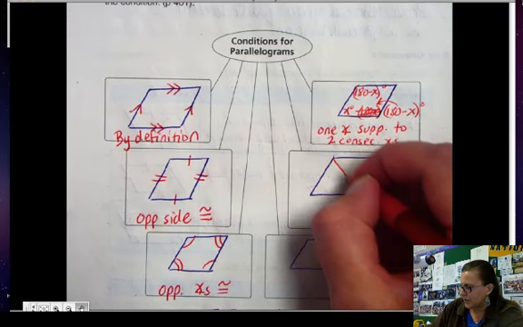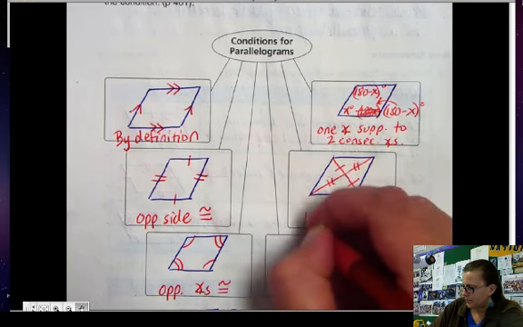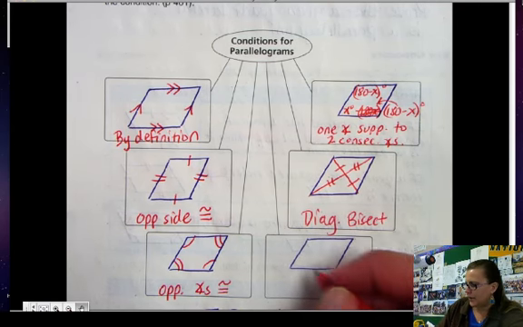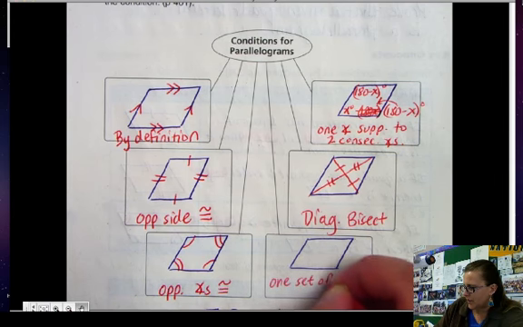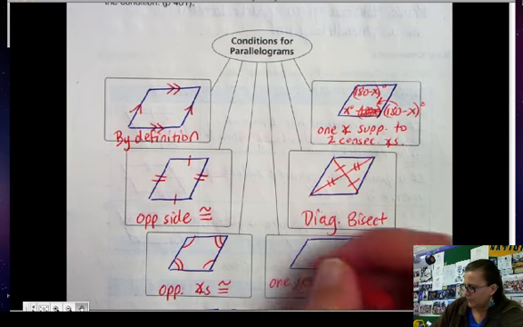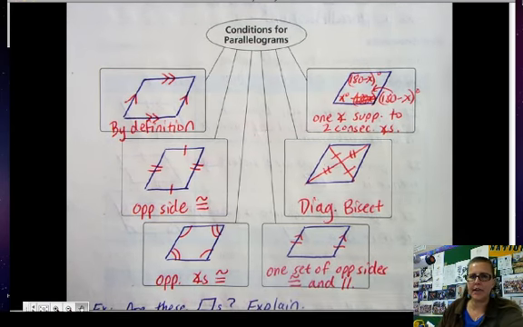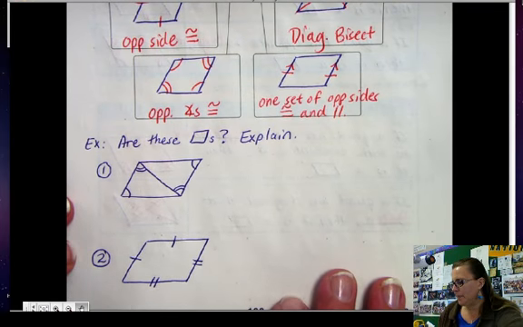Next way is diagonals bisect. And the last way is one set of opposite sides congruent and parallel. Congruent, parallel, congruent, parallel. Okay? So those are the 6 different ways. So let's see if these are parallelograms.